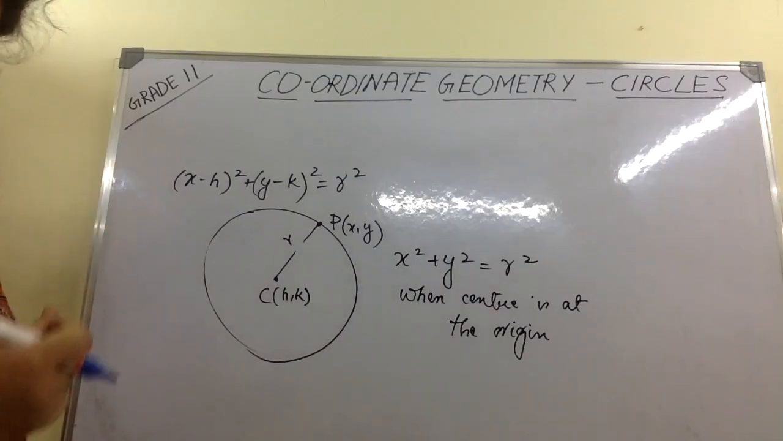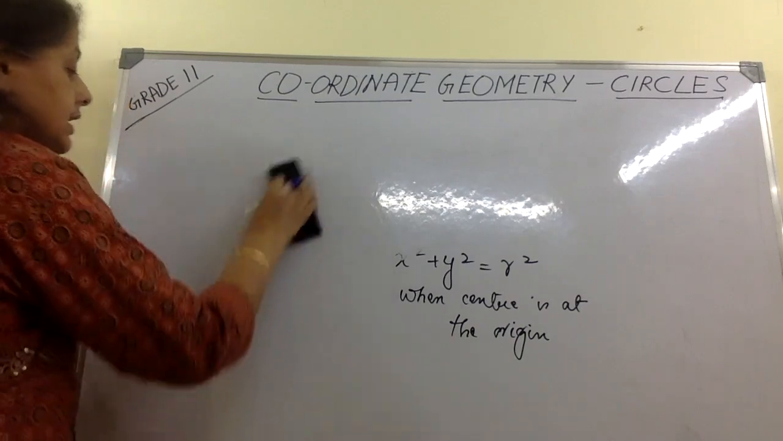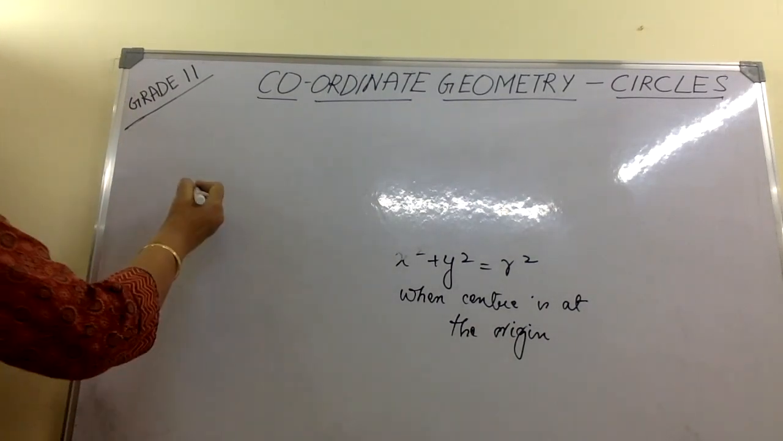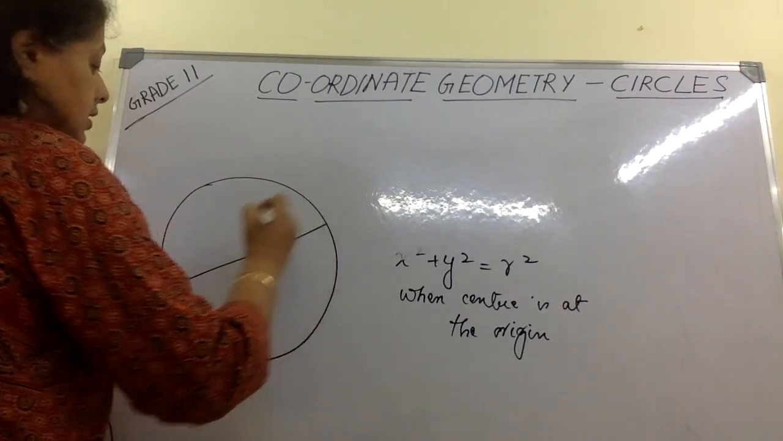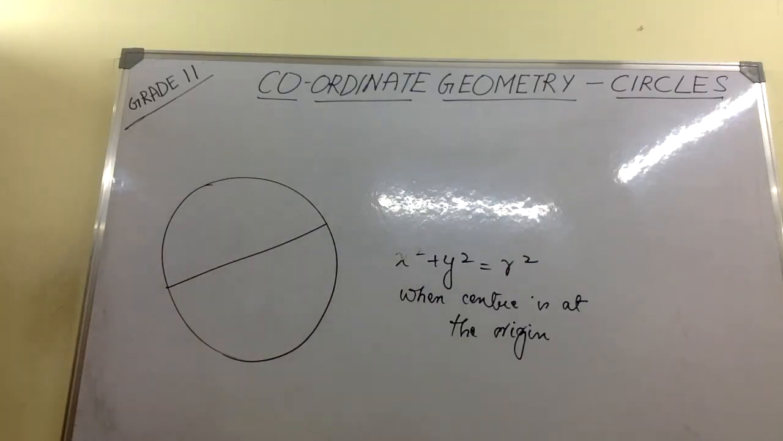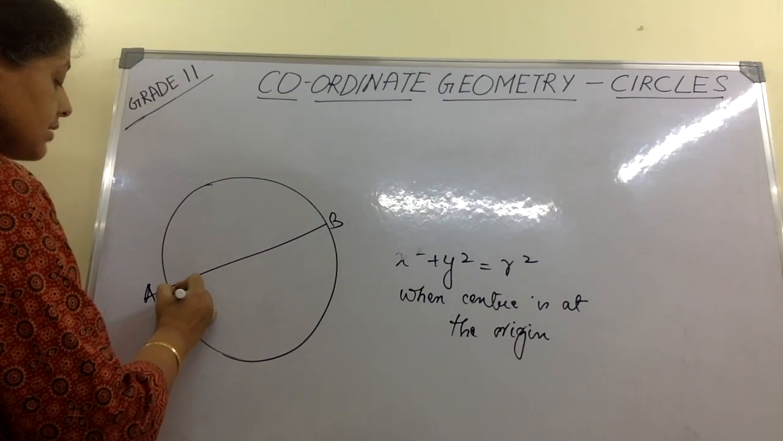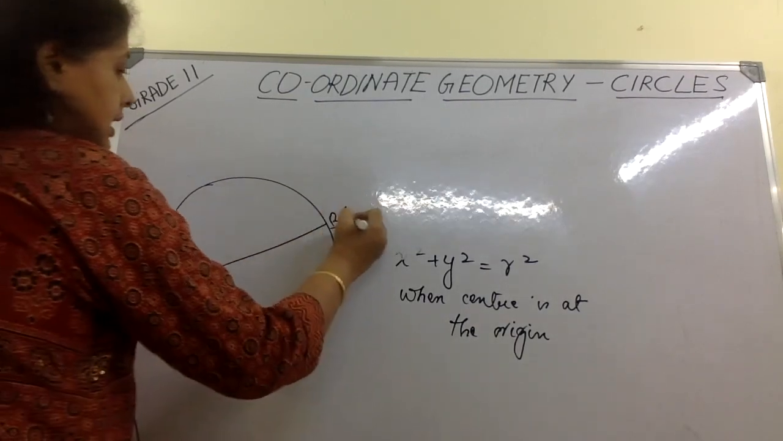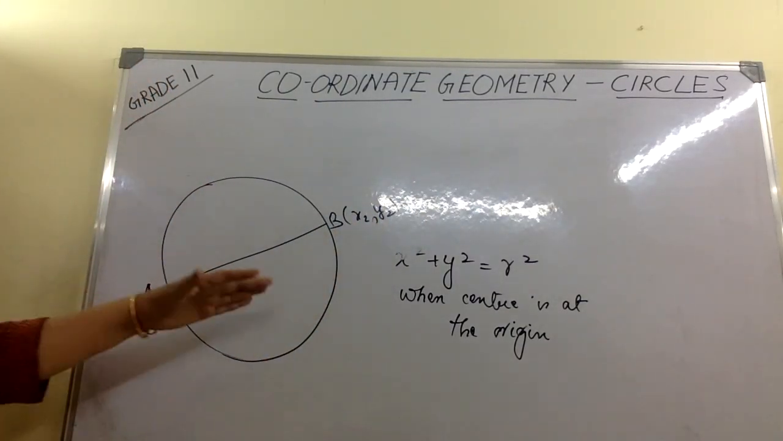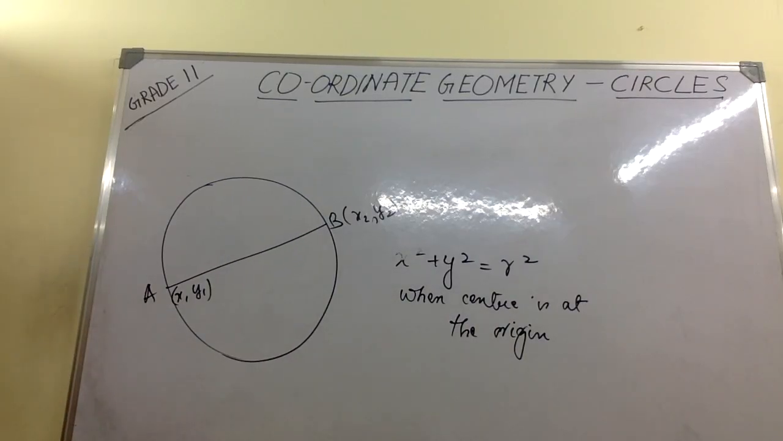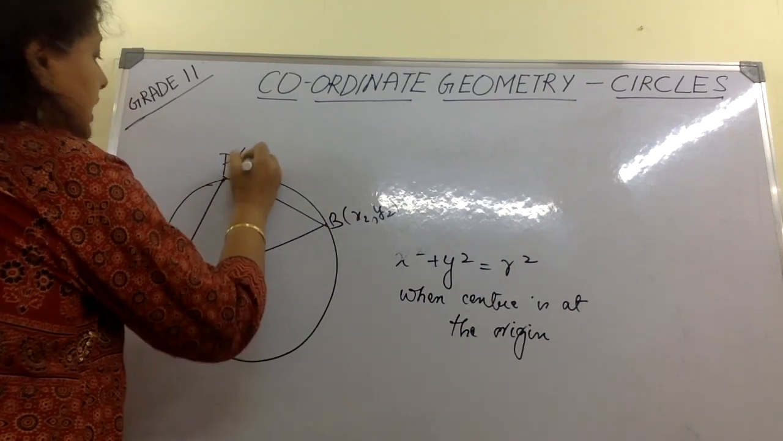Let's see the next one. Now in a circle I have a diameter, which every circle will have, and let's take the two endpoints of the diameter as A and B, with coordinates (x1, y1) and (x2, y2). This is the coordinates of the diameter. And P is any random point here, which is P(x, y).